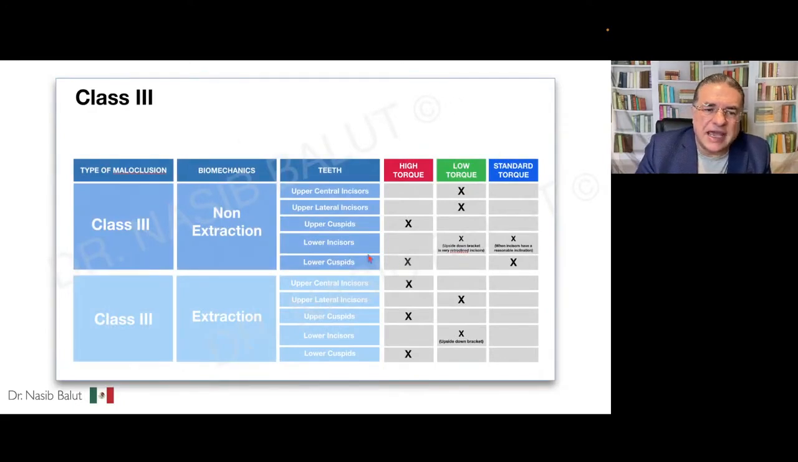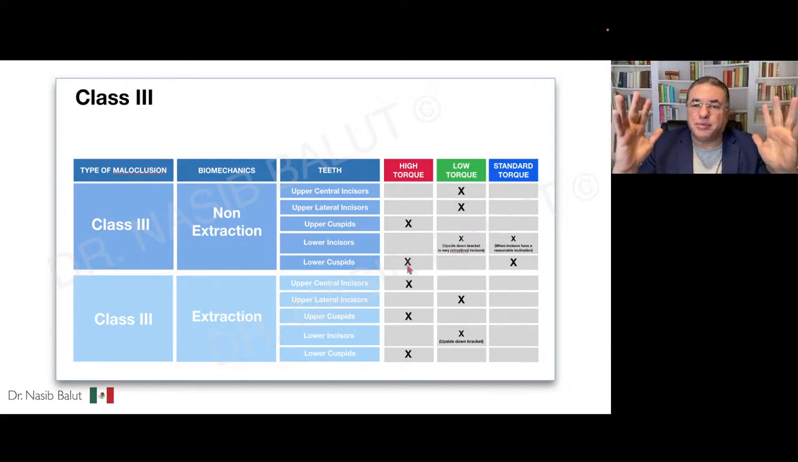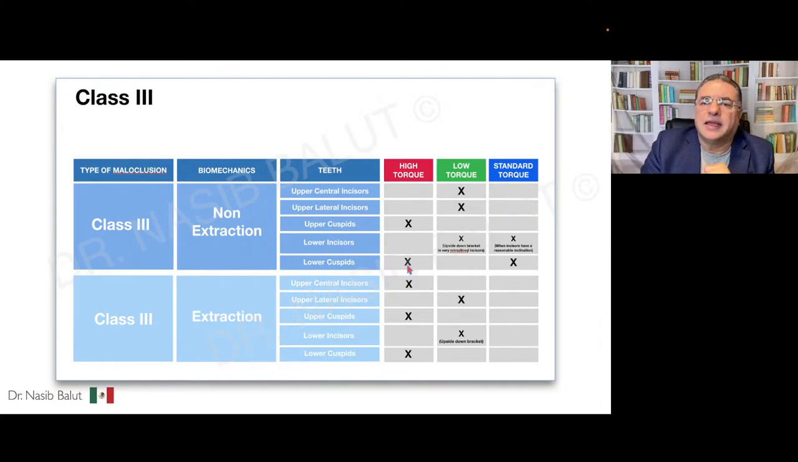So this table, you will find it in the article. What will be the torques that I will suggest in class 3 non-extractions? I like to place high torque upper and lower cuspids. Why? Because I want to keep the roots centered in the basal bone. I like to place low torque brackets in the upper and lower incisors.